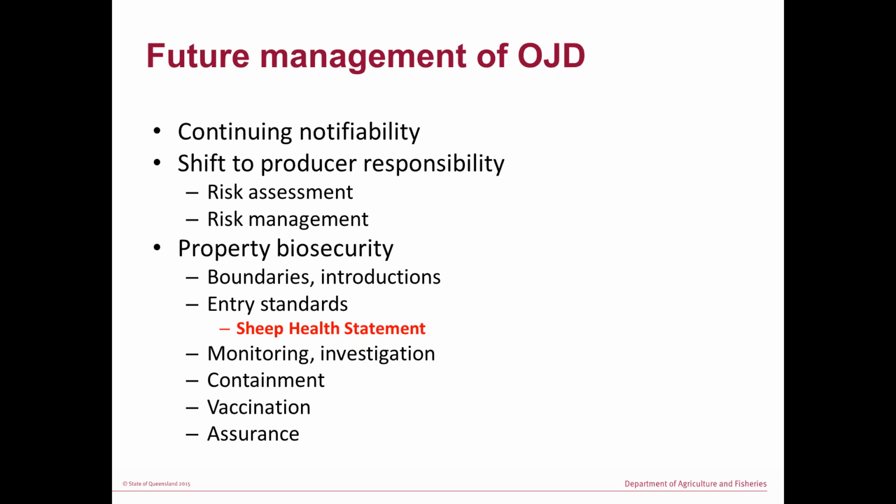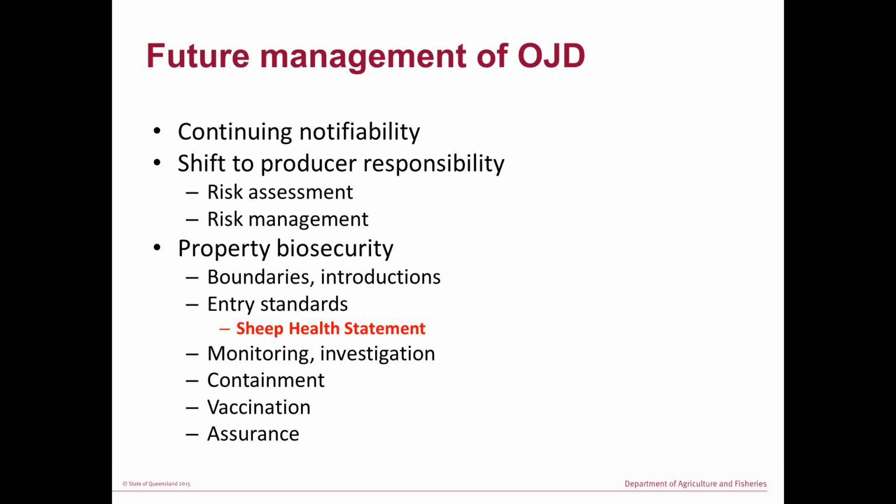A critical part of that is ensuring that every time you bring an animal onto your property, it comes with a sheep health statement, and that you assess the information on the sheep health statement to make sure that the risk entailed in that movement doesn't put you at risk of getting Johnes disease onto your property. There's further details about what should be on a sheep health statement on our website from the 1st of July.